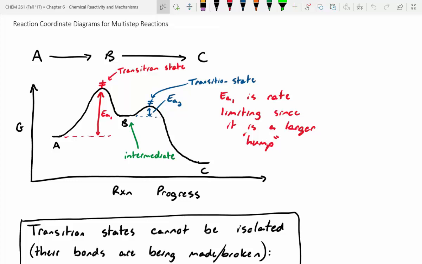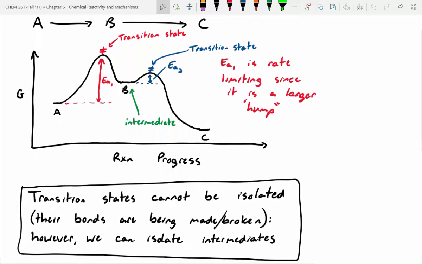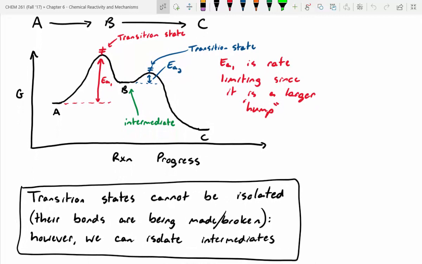Generally, when we're looking at rates for a chemical reaction, we're looking at the step that has the largest activation energy, right? So in this case, EA1 is a lot bigger than EA2. That means that it's our rate limiting step, and ultimately it's the thing determining the rate for the reaction. It's important to remember too that you can't isolate your transition states. It's the state in which a bond's being made or broken. However, we can isolate intermediates like B, but that gets a little trickier depending on how energetically unstable it is.